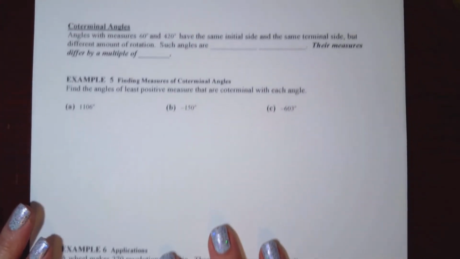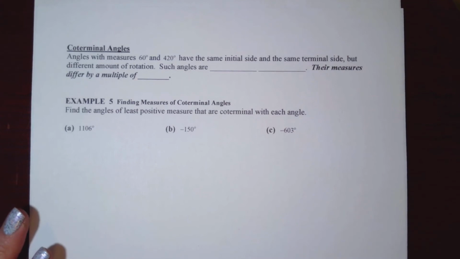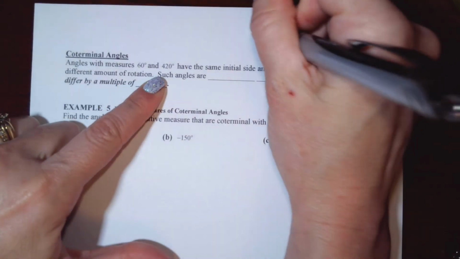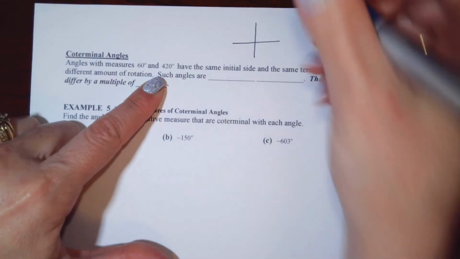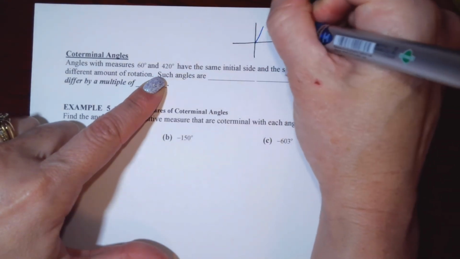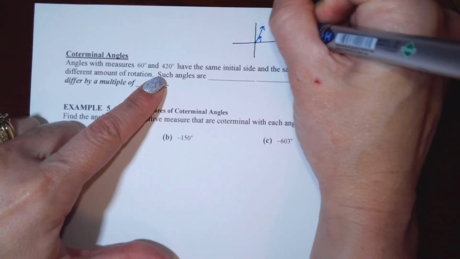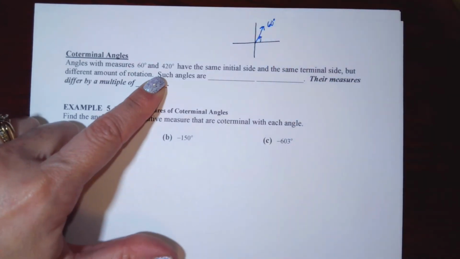Coterminal angles. Because we are doing angles of rotation, that means we can rotate through and then come back around. And if we do that, we discover that angles are coterminal with each other. For example, 60 and 420 degrees. If I have an angle in standard position and its measure is 60 degrees, it's going to be right about here in quadrant 1. That's my 60-degree angle.